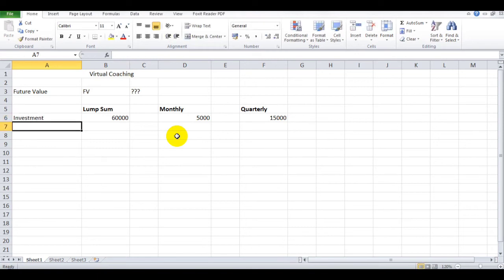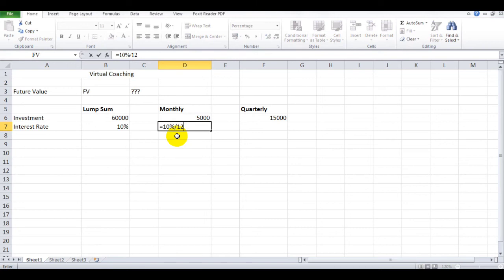The bank, or any financial institution, will be offering us a constant interest rate. Let's assume our interest rate is 10%. So if it's 10% per annum, we'll apply the formula 10% divided by 12 in order to find out the monthly rate of return. That will be 0.83% per month. And in case of a quarter, we will be doing it as 10% divided by 4.